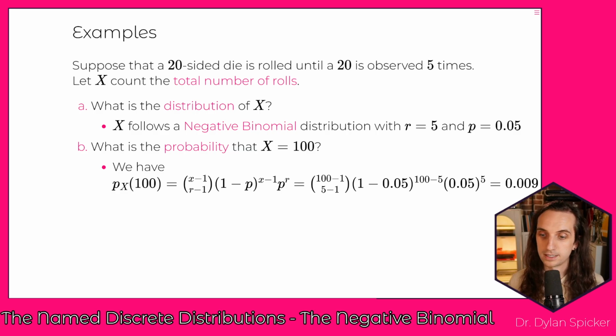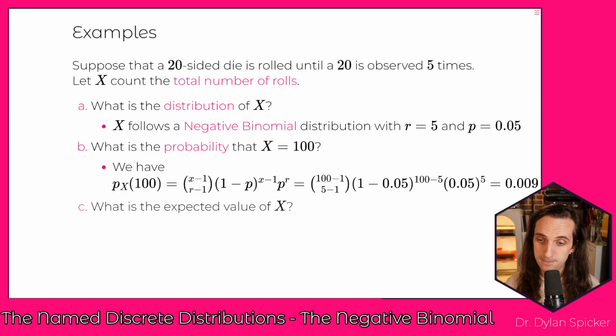And so if we actually plug into this, we plug in all of those values and work it out, and that gives us 0.009, right? So there's a 0.009 probability that we have x equaling 100.